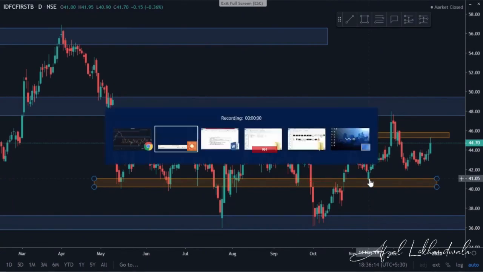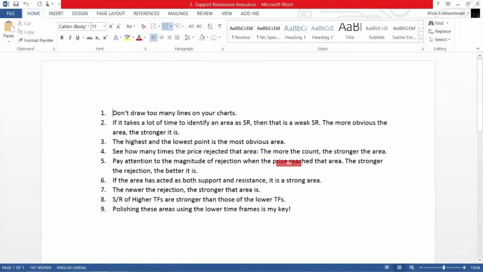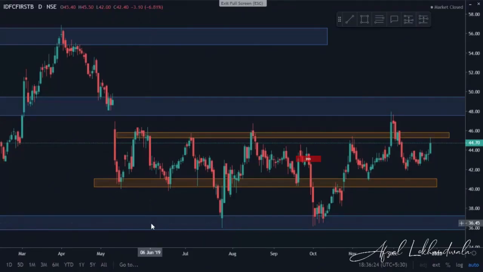Now coming back to the point which we were discussing, the 8th point, the areas of higher time frames are stronger than those of the lower time frames. What it means to say is, the probability that the price will reject this area, the blue area, is higher than the probability that the price will reject this orange area. Once again, the probability of rejection is higher in the higher time frame, the weekly area of resistance, as compared to this area, which we have identified using the daily chart.